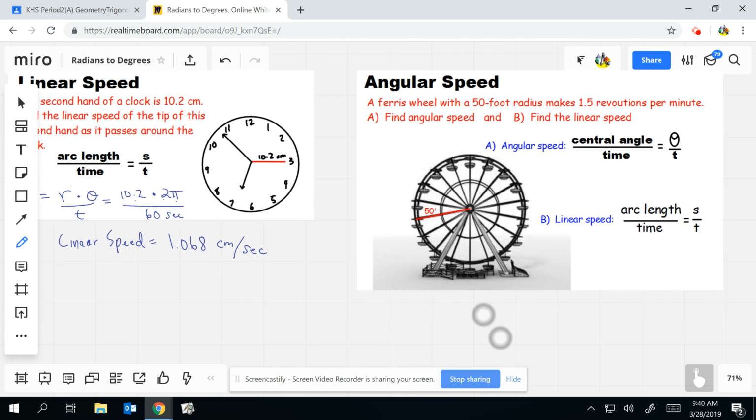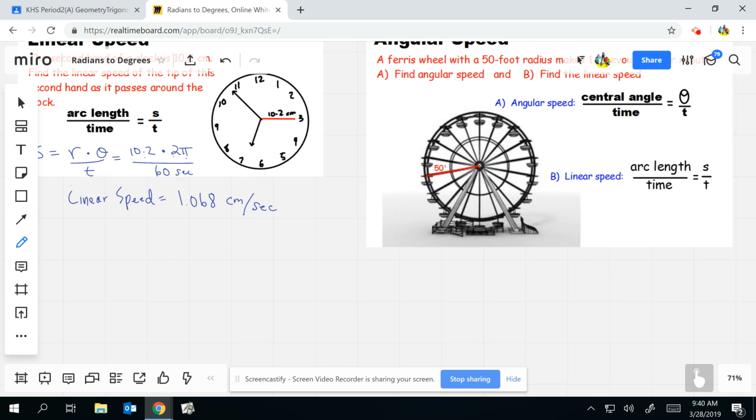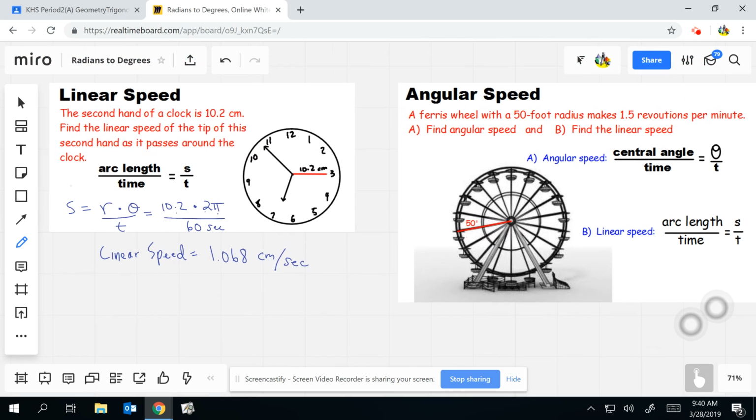All right, let's look at the Ferris wheel. It says a Ferris wheel has a 50-foot radius and makes 1.5 revolutions per minute. A, find the angular speed. B, find the linear speed. We already know how to find linear speed; we just saw that.